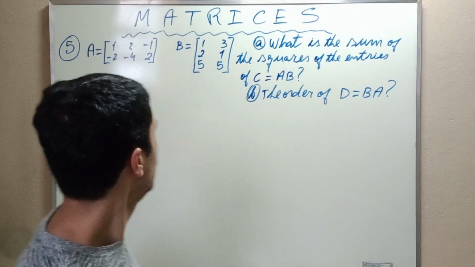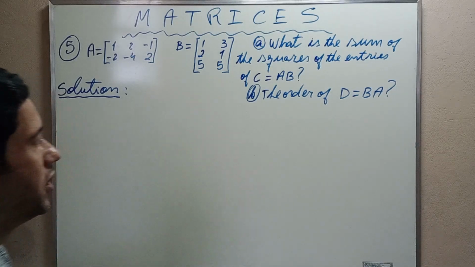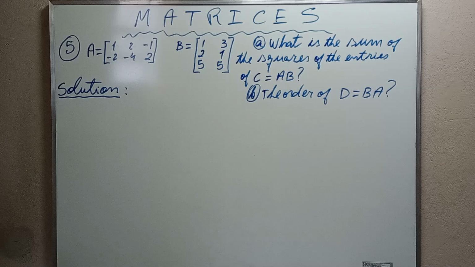Exercise number 5. Consider these two matrices A and B. The question, letter A: what is the sum of the squares of the entries of matrix C equal to A times B? Alright, my friends, this is the exercise. Let's go to the solution. To solve this problem, it is necessary to note that the multiplication of two matrices is possible only if the number of columns of the first matrix is equal to the number of rows of the second matrix, okay?